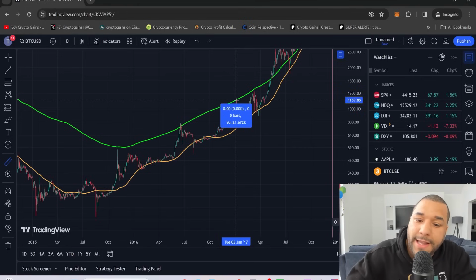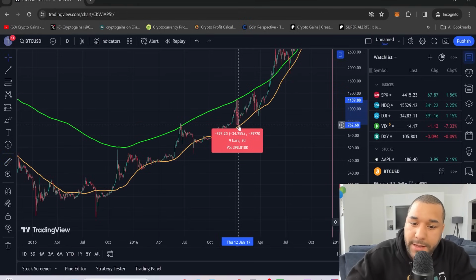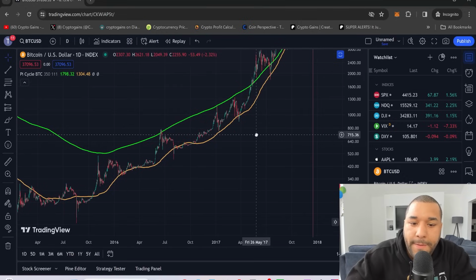You could probably use this Pi cycle to look for it. When it comes down to the orange line, you buy. But it's just a risk. But expect these corrections to happen is what I'm saying.